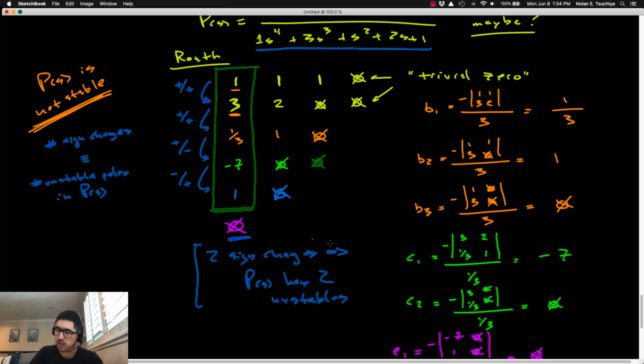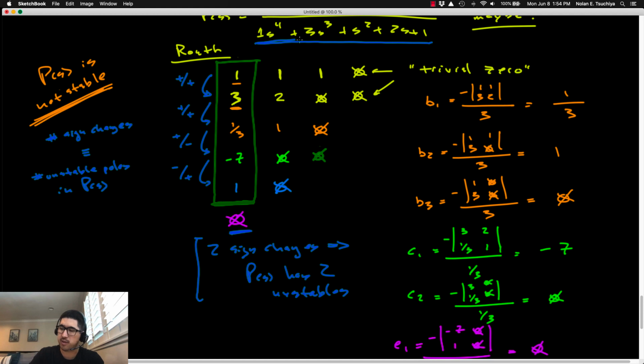I know that P of S has two unstable poles, and I also know that P of S has four poles total. So I know that the other two poles are either stable or marginally stable. So this is additional information that you don't get if you simply stop computing terms at the negative 7. In some cases, it's fine to just stop at the first sight of a negative value in the first column if all you're concerned with is determining stability. But in other cases, you may be concerned with the number of stable and unstable poles, in which case you'd have to compute the whole Routh table, right?